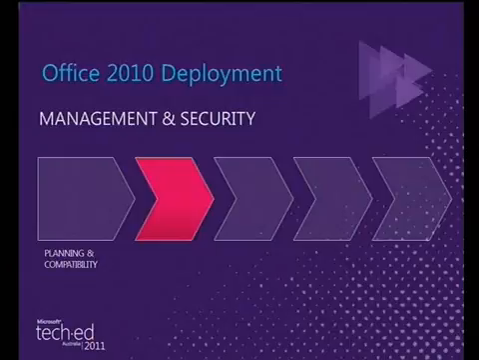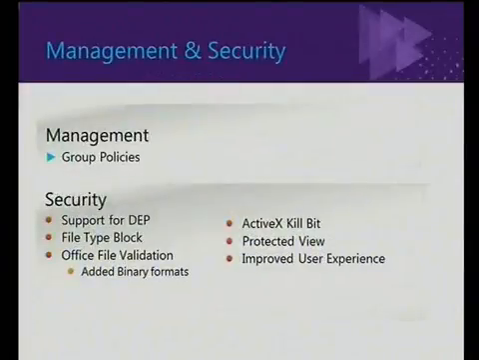So once we have an understanding of the environment, the next thing to really look at is how we want to manage and secure the Office installations. And there's a number of ways to do this. There's group policies, which we can configure a lot of different settings inside of Office. There's about 4,000 different settings inside of Office that you can configure with group policy. You can be there for quite a long time if you want to configure each one of those.